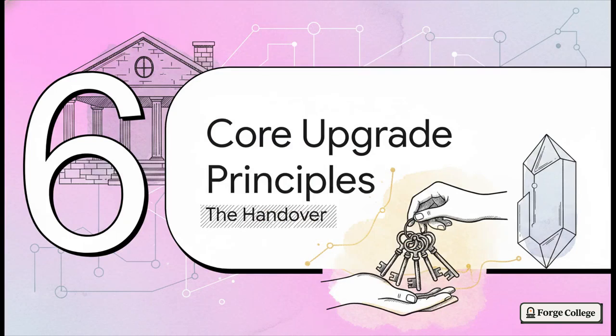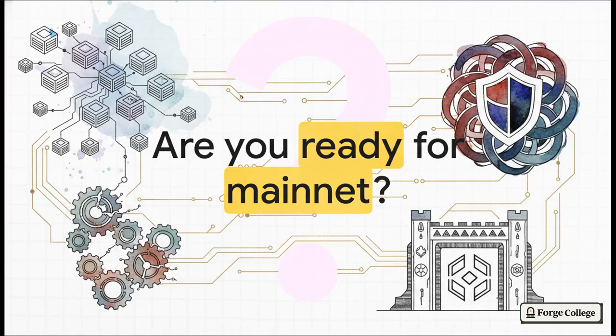And finally, Section 6, Core Upgrade Principles, the handover. So, the ultimate question, are you actually ready for mainnet? Well, unless you've rigorously tested for those deserialization failures, simulated partial migrations, and verified every single permission denial case in your test suite, the answer is a resounding no. Safely deserializing live test data without any corruption is your absolute bare minimum readiness checkpoint.